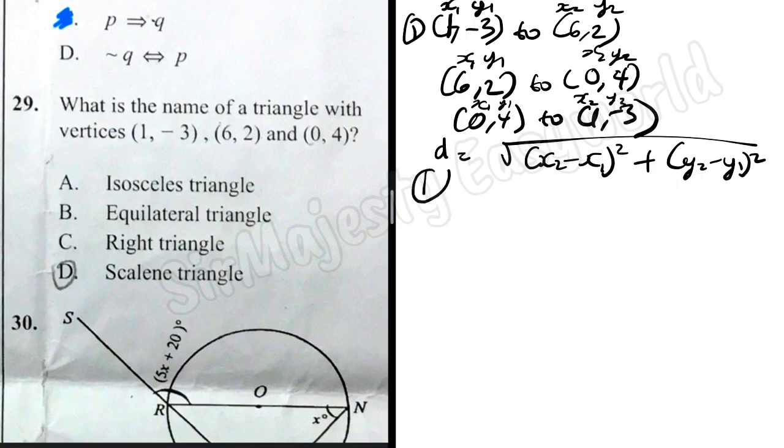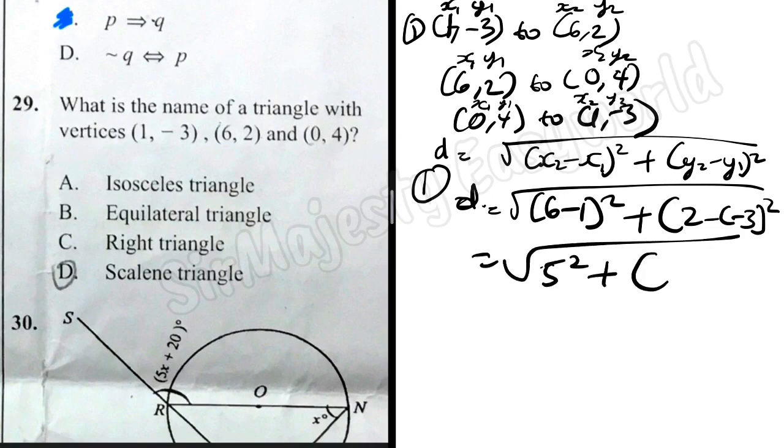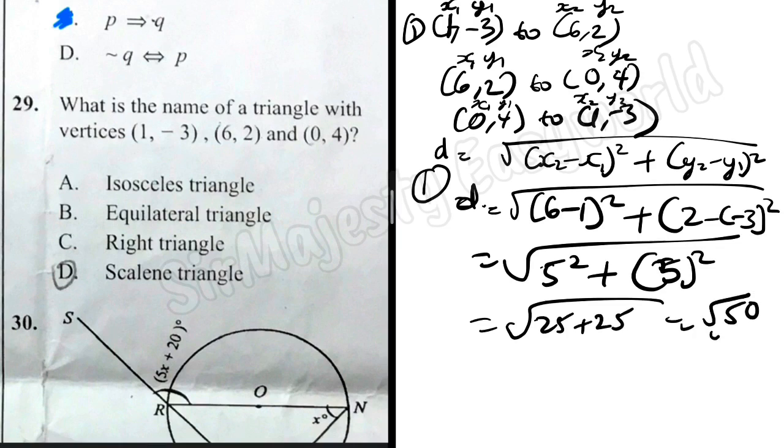The first one: distance is equal to the root of (our x2, 6, minus 1) squared plus (our y2, 2, minus 3) squared. So this will be the root of 5 squared plus 5 squared, since 2 minus 3 gives a magnitude of 5. That's 25 plus 25, which is the root of 50. Root of 50 units, that's what we use in graph terms when we are referring to measurements.